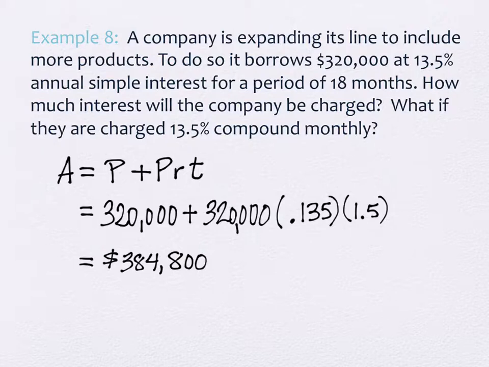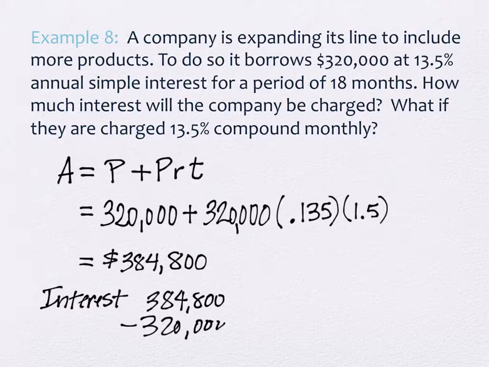Are you with me on that? They borrowed $320,000. They have to pay back $384,800. But $320,000 of that was the original amount that they borrowed. That's not interest. So how could I find out what the interest is for what they paid? It would be the $384,800 minus $320,000. So how much is the actual interest value that they owe back? Yeah, $64,800.